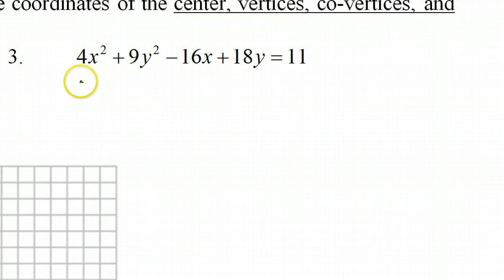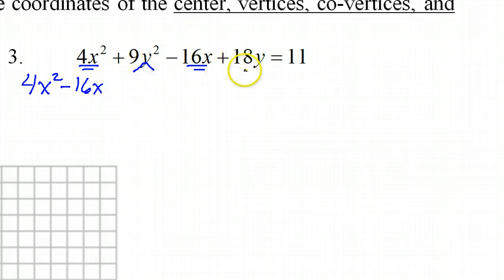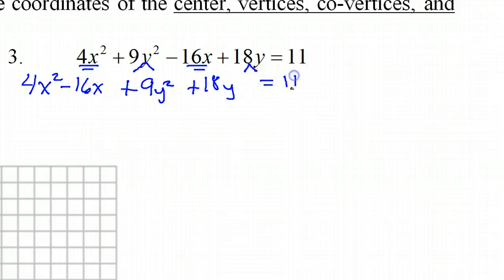Number 3 is very similar to number 2. Pencils down, no pens either. So first I'm going to group together my x's: 4x squared minus 16x. And then I'm going to group together my y's: plus 9y squared plus 18y equals 11.